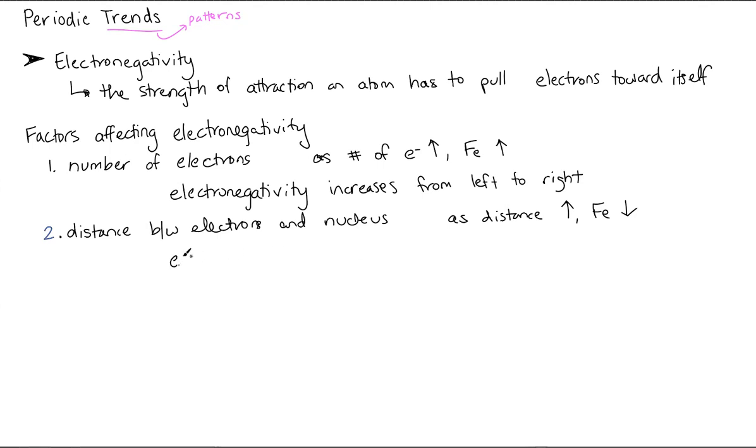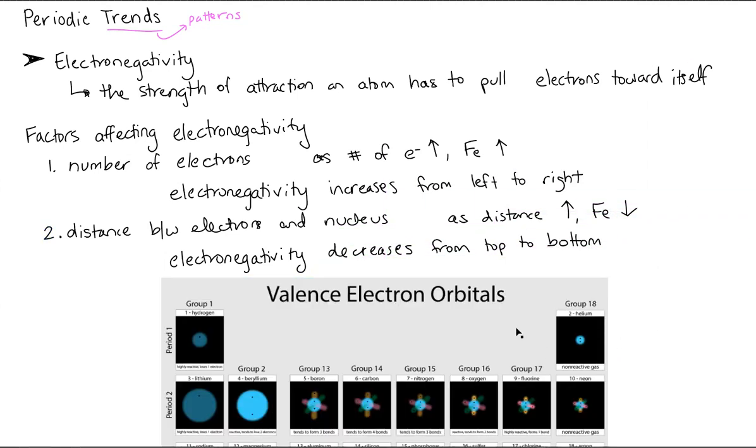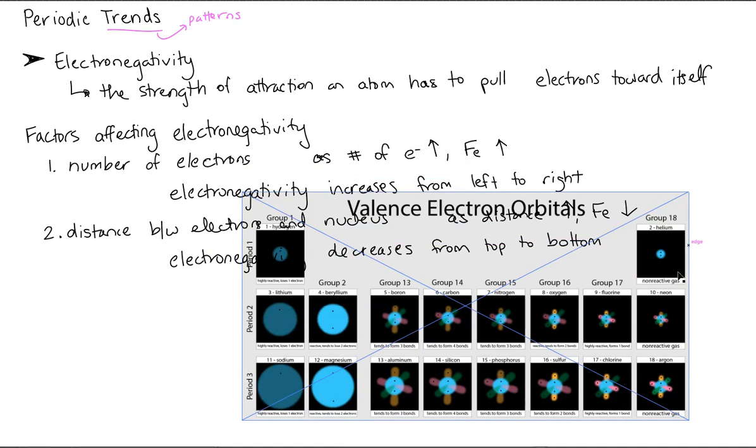And so the impact of this is that electronegativity decreases from top to bottom. So as the atoms get bigger, the electronegativity decreases because the attractive force of the nucleus becomes less and less. It cannot pull those electrons in as tightly because the electrons just can't get close enough, right? They're too far away.